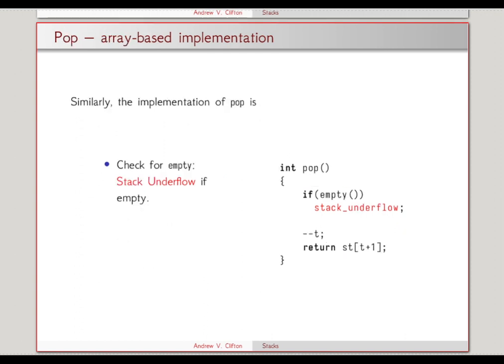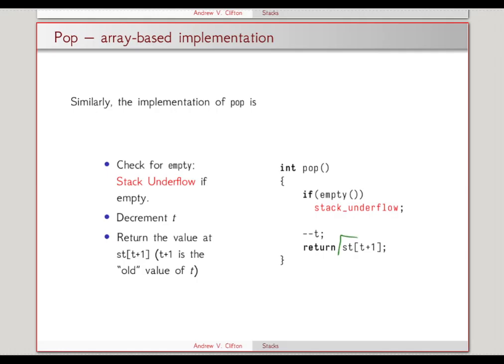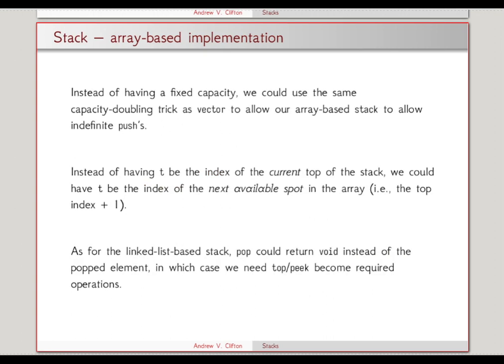Right? And then pop is basically just going backwards, right? If we increment T to push, we're just going to decrement T to pop here. So we can't pop if it's empty, so check to see if it's empty and do a stack underflow. Otherwise, we decrement T. And now the value that we just popped off is at the old T plus 1. So we return whatever is at index T plus 1 in the array. Again, straightforward, just all nice O(1).